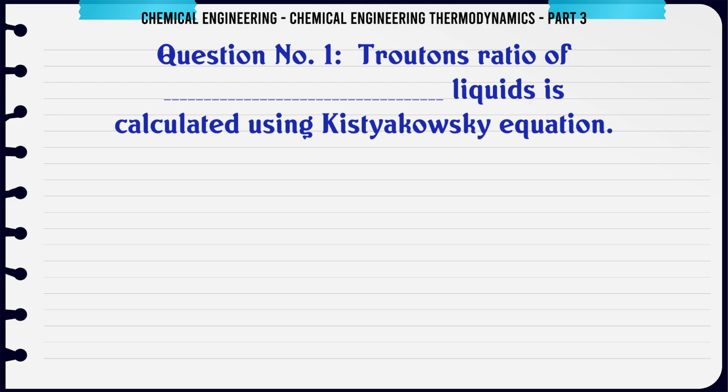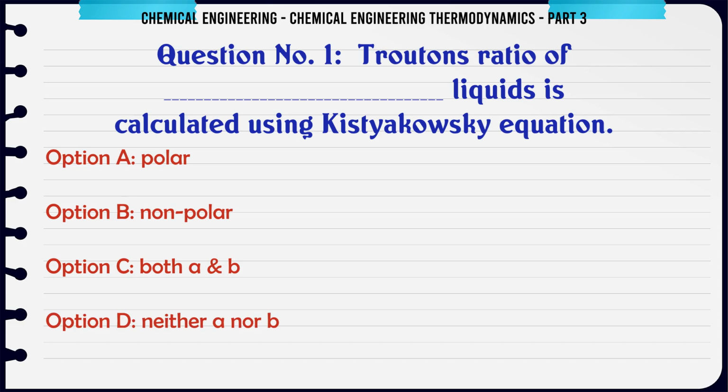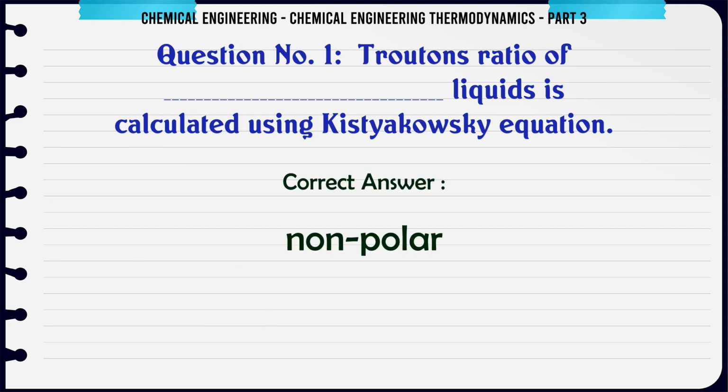Trouton's ratio of liquids is calculated using Kistyakowsky equation. A. Polar. B. Nonpolar. C. Both A and B. D. Neither A nor B. The correct answer is nonpolar.